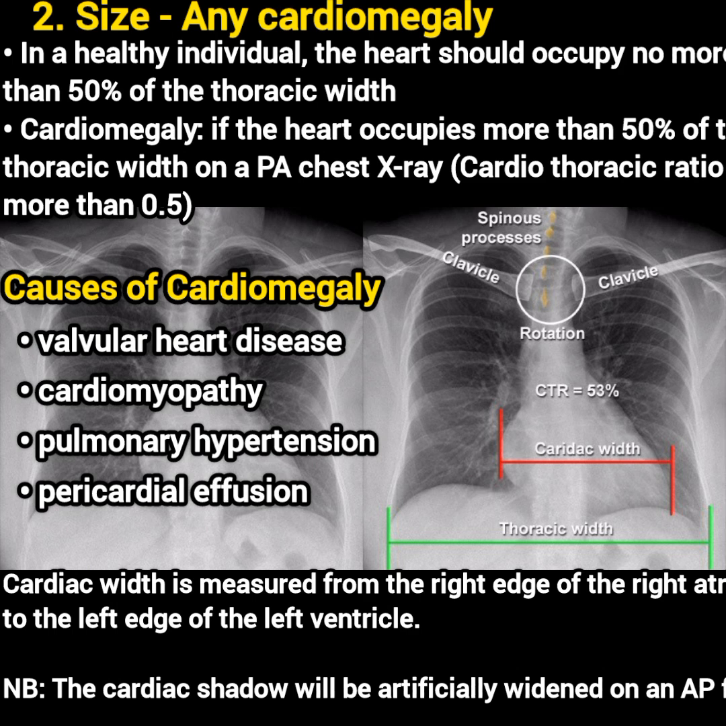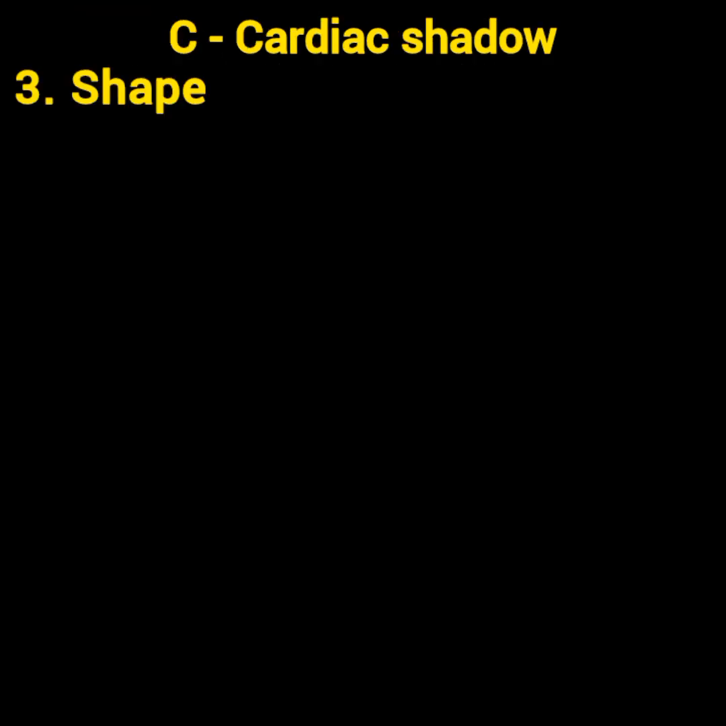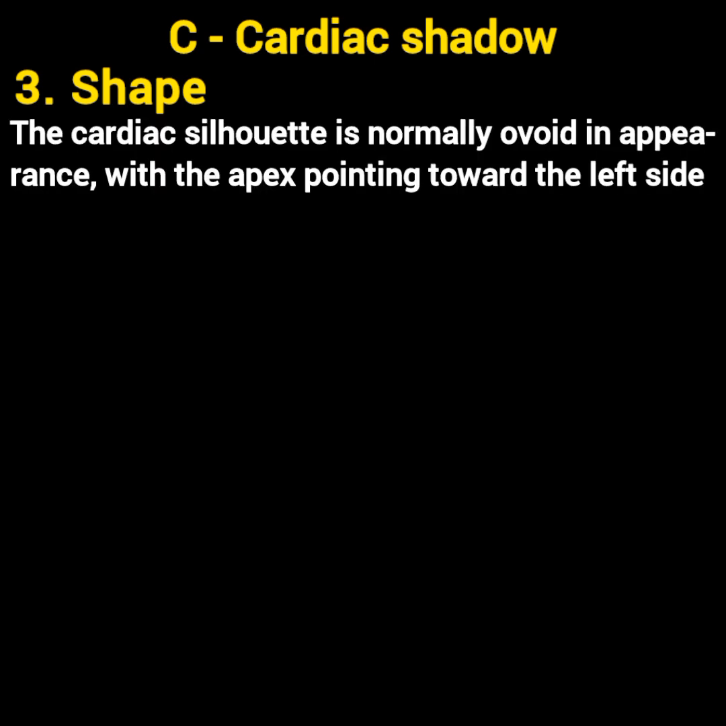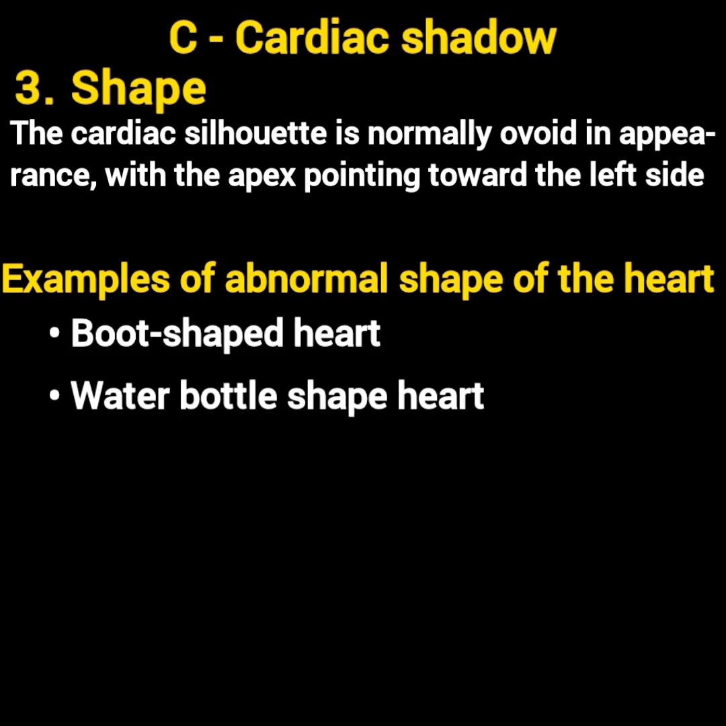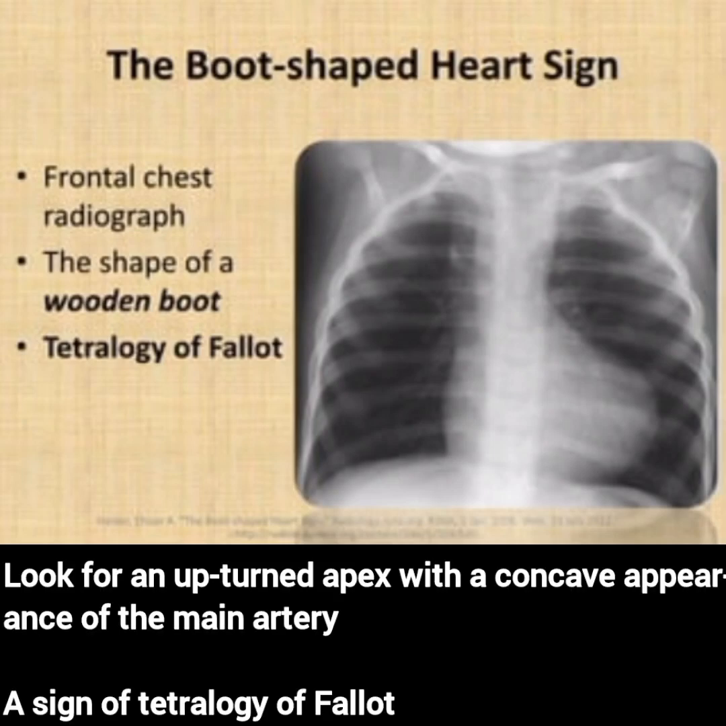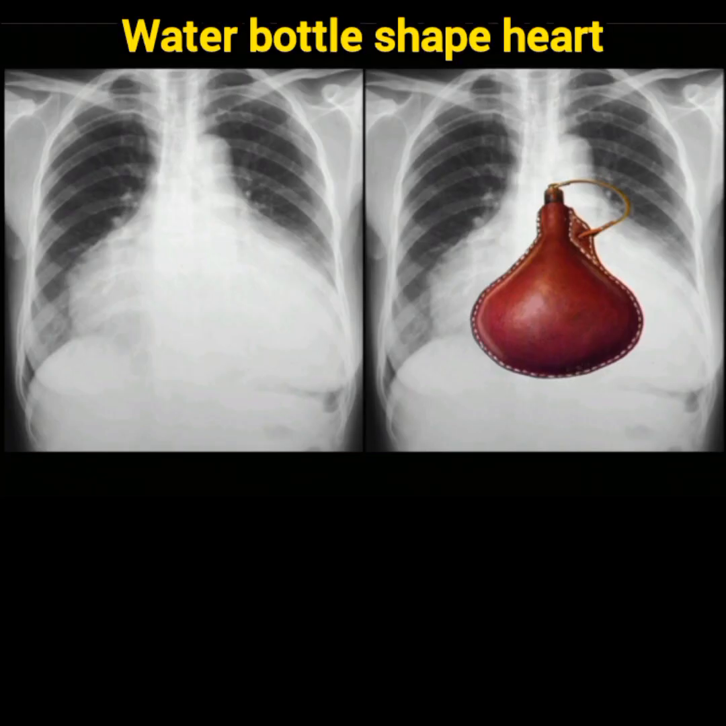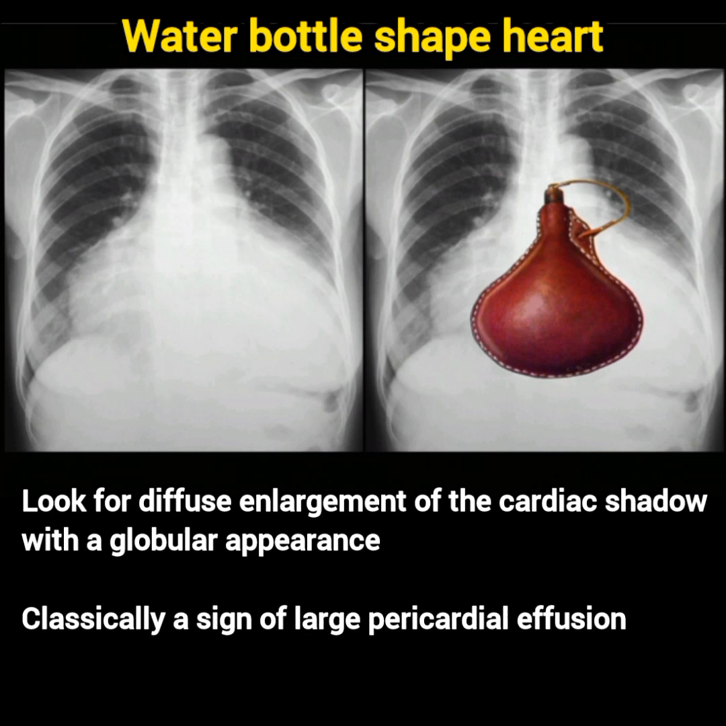You check the shape of the cardiac shadow. The cardiac outline is normally ovate in appearance, with the apex pointing toward the left. For some abnormal shapes of the heart, as in a boot-shaped heart, you look for an upturned apex with a concave appearance of the main pulmonary artery, which is a sign of tetralogy of Fallot. And for a water bottle-shaped heart, look for diffuse enlargement of the cardiac shadow with a globular appearance. This is classically a sign of large pericardial effusion.